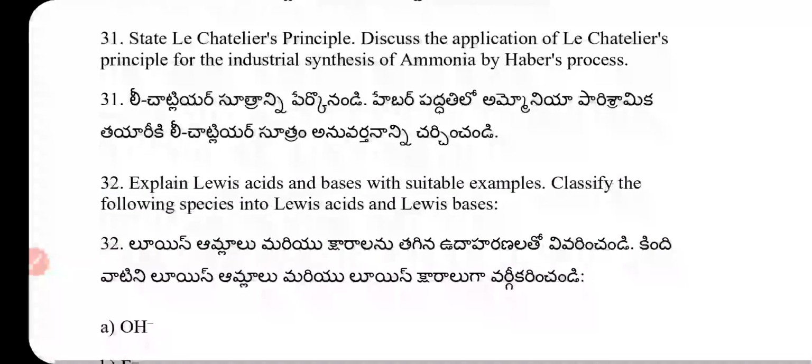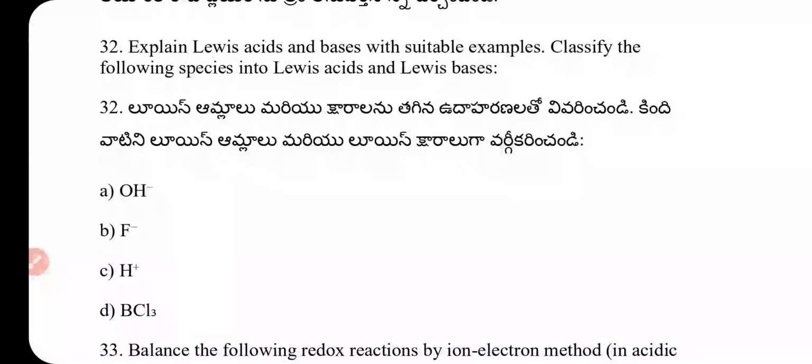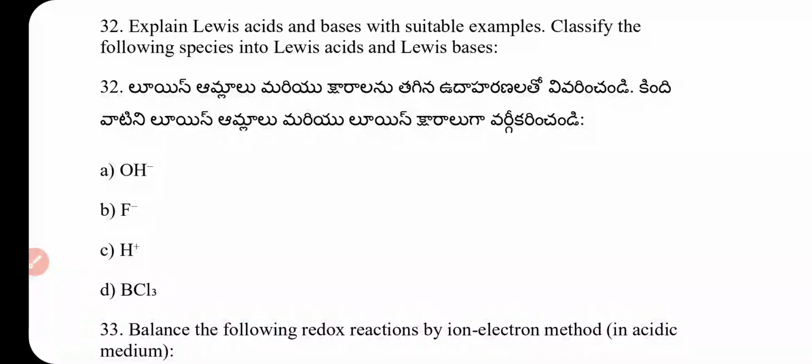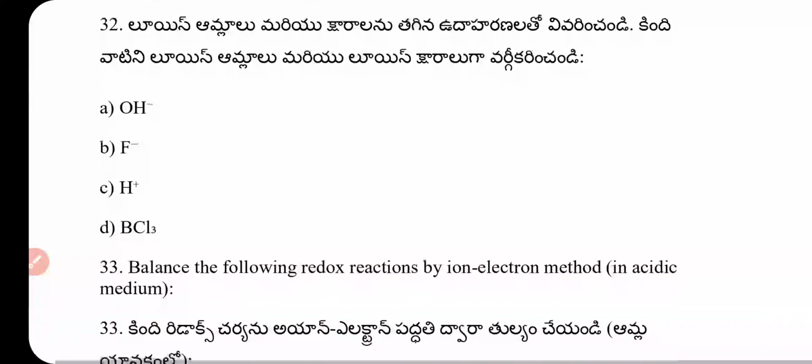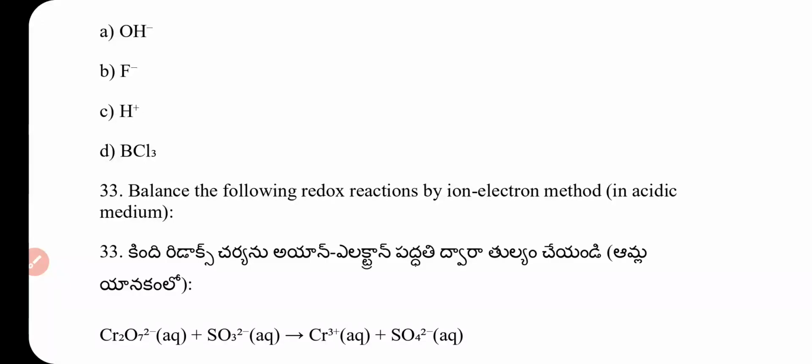Question number 31. State Le Chatelier's principle. Describe the application of Le Chatelier's principle for industrial synthesis of ammonia by the Haber process. Question number 32. Explain Lewis acid and base with suitable examples. Classify the following species into Lewis acids and Lewis bases: OH minus ion, F minus, H plus, BCl3, boron trichloride.